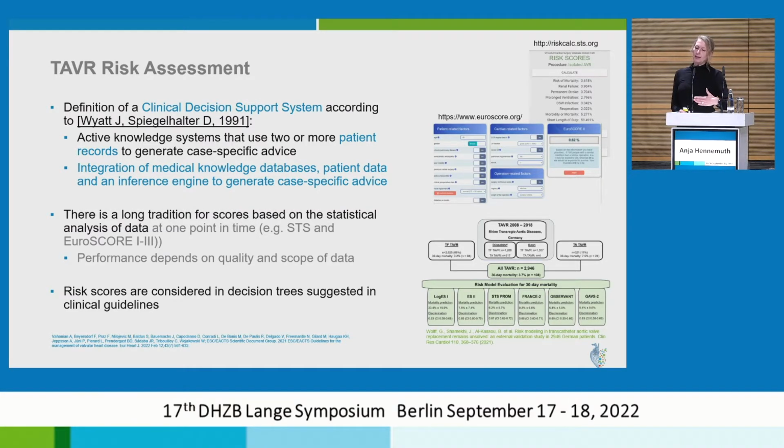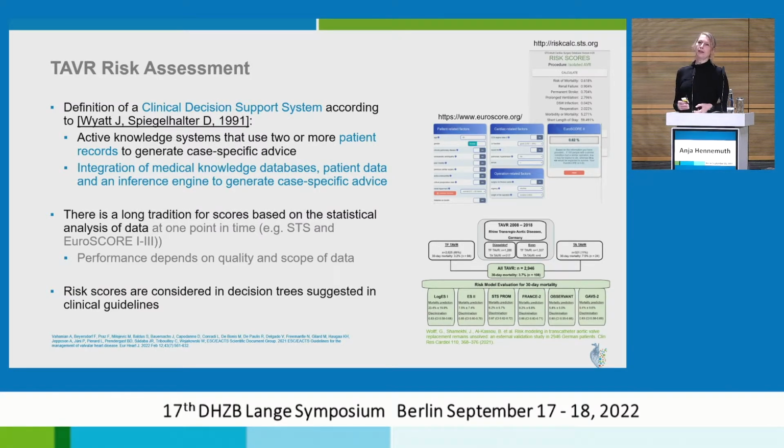Bringing that in the context of clinical decision support systems: clinical decision support systems are defined as active knowledge systems that consider existing patient data. That means the integration of medical knowledge, databases, patient data, and an inference engine. And then they are supposed to give case-specific advice.